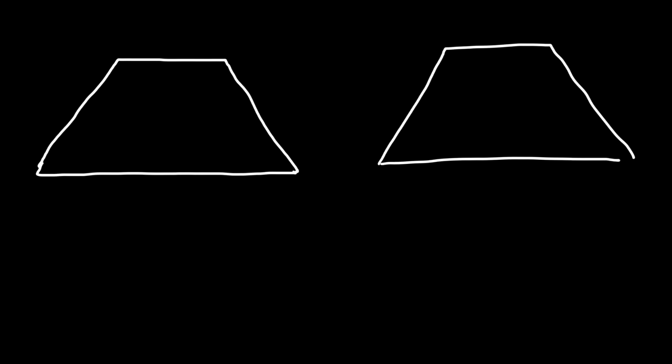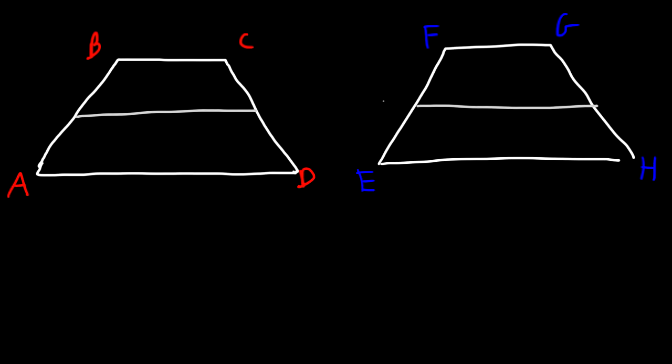Here are two problems for you. Let's say we have two isosceles trapezoids. Let's say this one is ABCD, and this one is EFGH. Let's say there's a mid-segment for both of them where these two are congruent and those two are congruent. Let's say this is EF. Let's say this is XY.